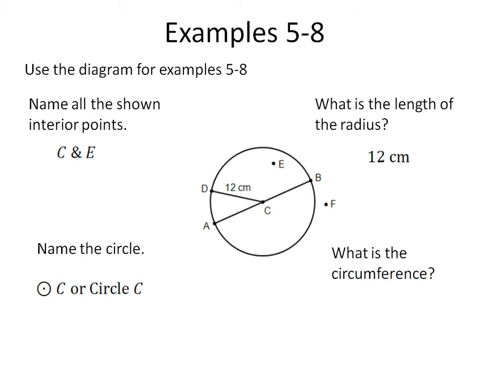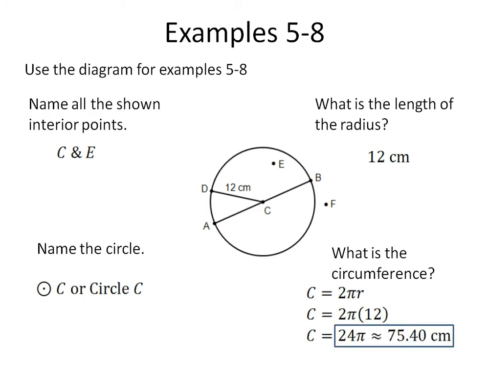Okay, then lastly they want to know what is the circumference. Since we only have 12 given to us, which is the radius, we're going to put that into our formula, which says that the circumference is equal to 2 times pi times the radius. So 2 pi times 12 gives us 24 pi, which is the exact circumference, or the decimal approximation is 75.40 centimeters.